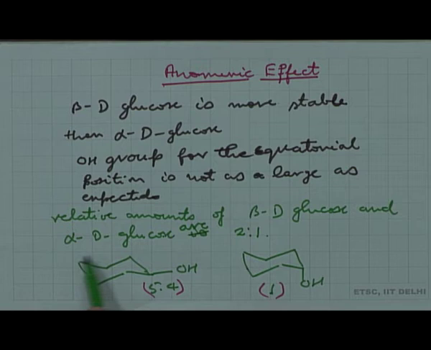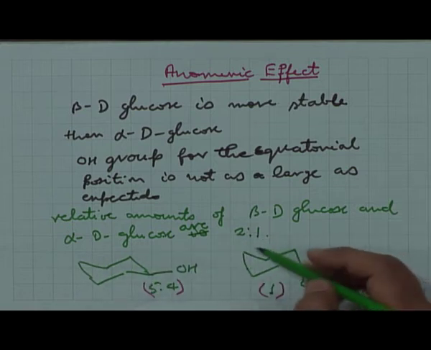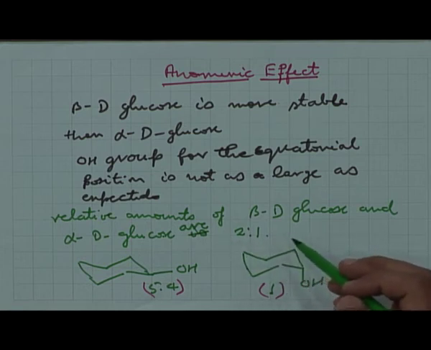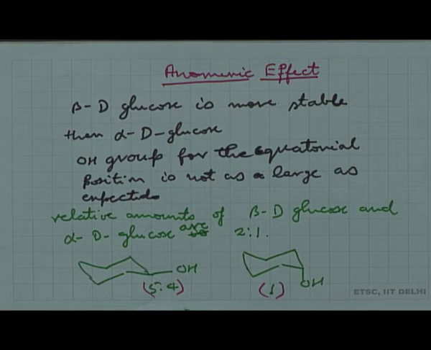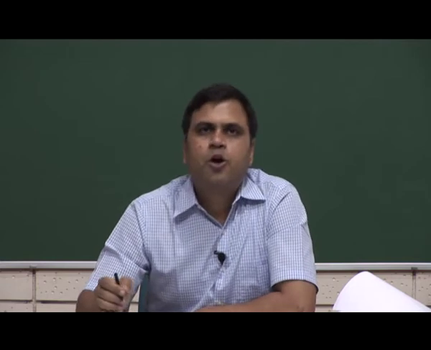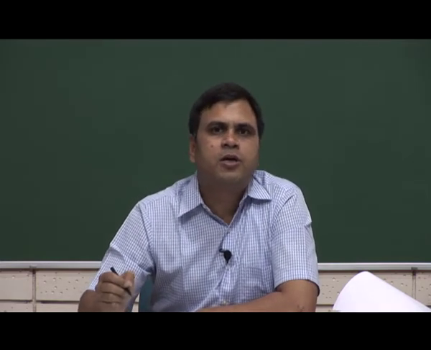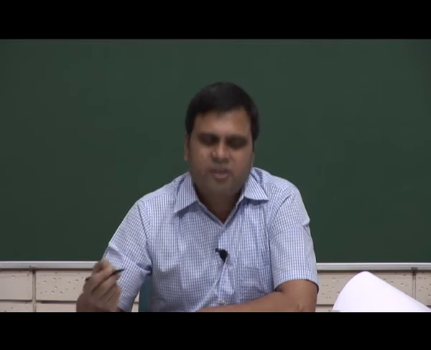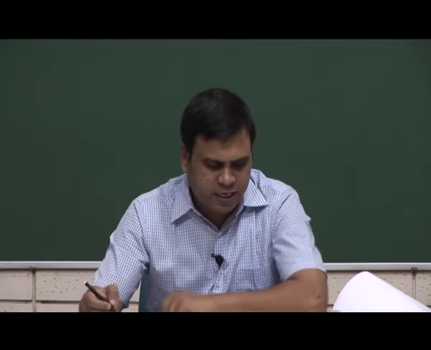Whereas in the case of glucose, it is 2:1. So, in the case of glucose, still we have preference for the alpha D glucose, whereas in the case of cyclohexanol, we have huge preference for the equatorial hydroxyl group. Therefore, there must be a factor which is governing the alpha glucose formation. What is that factor? Let us discuss that.